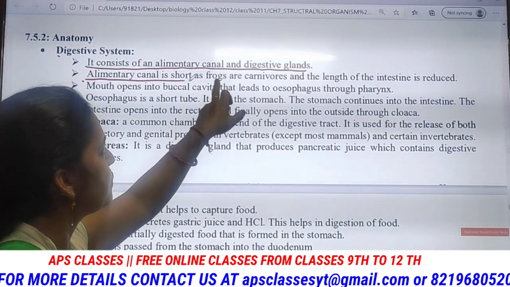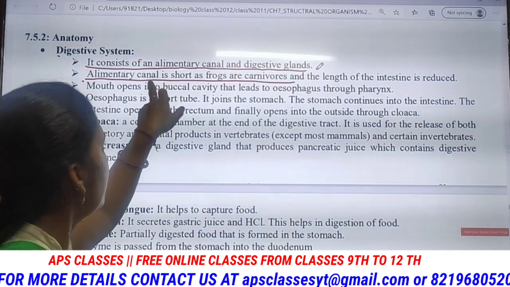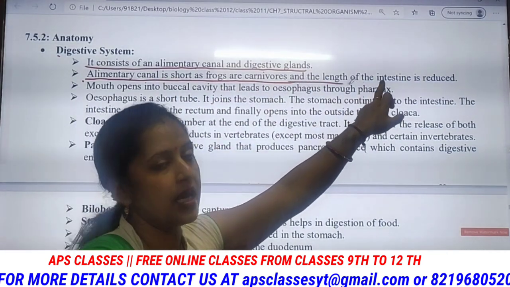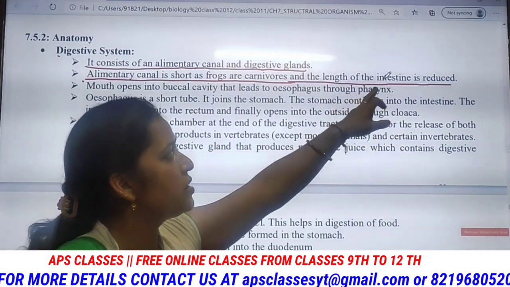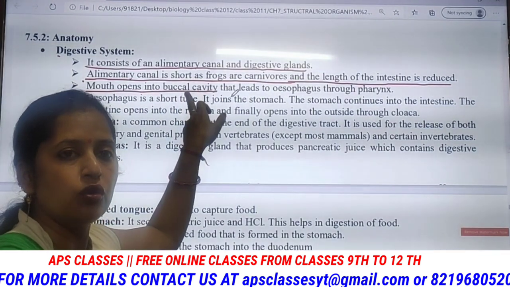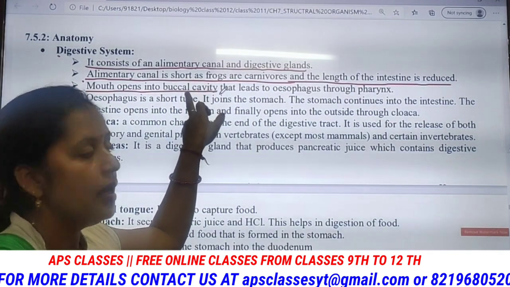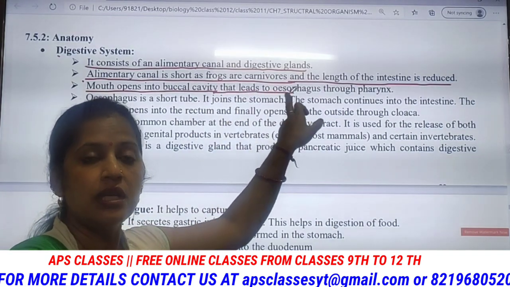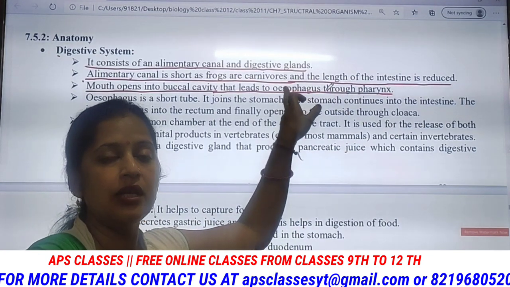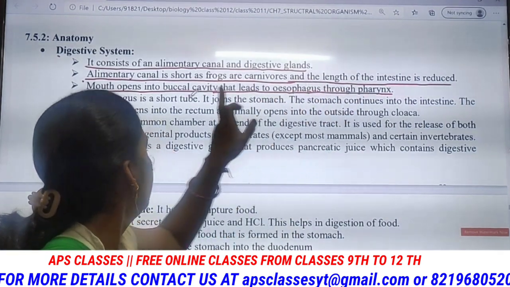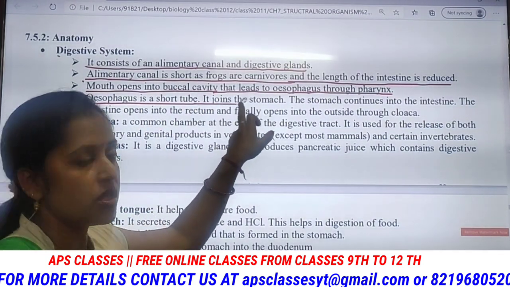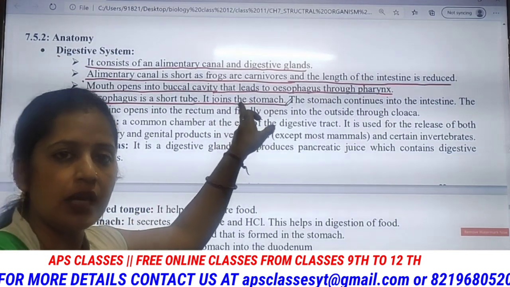Alimentary canal is short as frogs are carnivores. जो alimentary canal है frogs की that is short because they are carnivorous and the length of the intestine is reduced. Mouth opens into the buccal cavity. Mouth जो है वो किसमें open करता है, that opens into the buccal cavity and that buccal cavity leads to the oesophagus through the pharynx. Oesophagus is a short tube. It joins the stomach और oesophagus directly join करता है stomach के साथ.